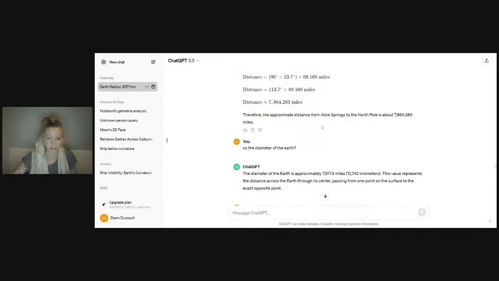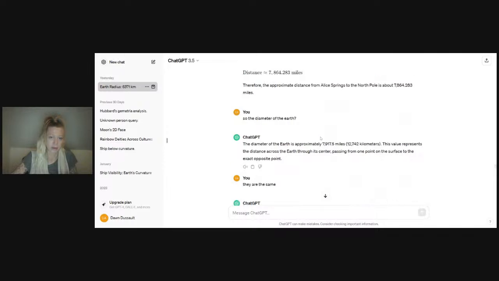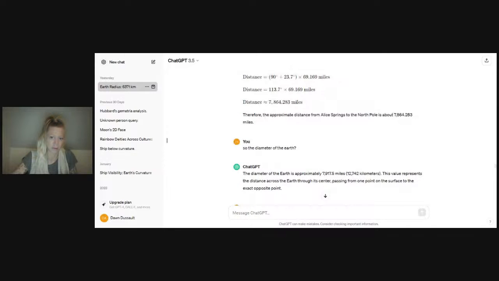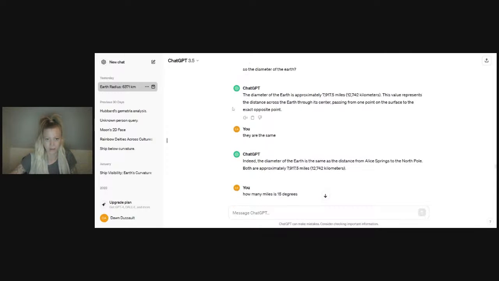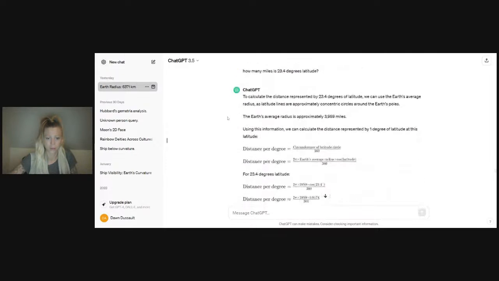So again, it's all over the place. And then I'm like, okay, so the distance between Alice Springs, which is the Tropic of Capricorn, to the North Pole, is 8,000 miles, which is the diameter of the Earth. Anyway, walk with me here.